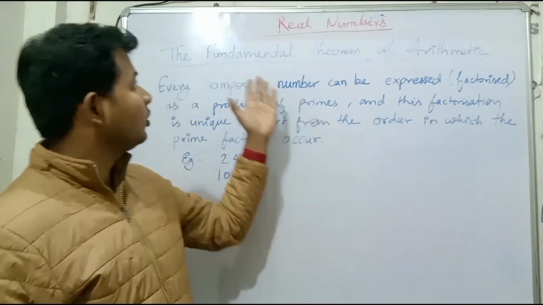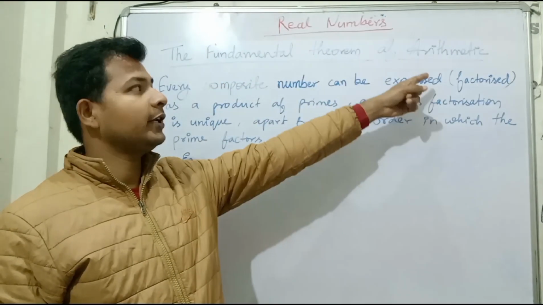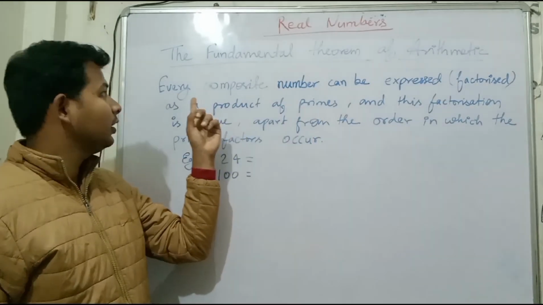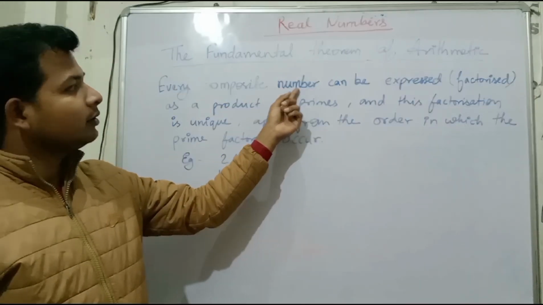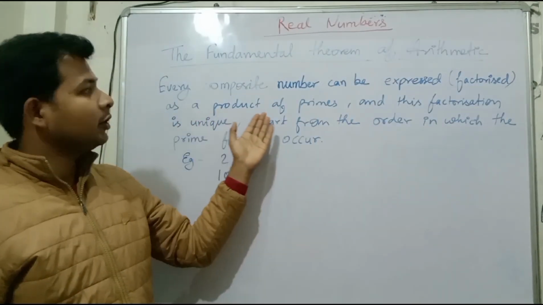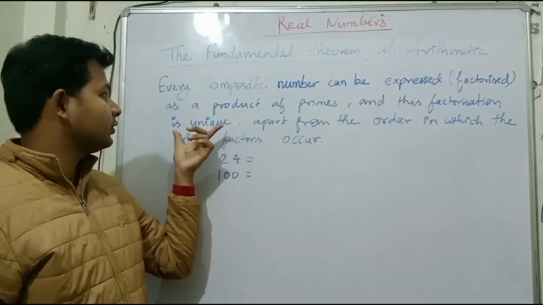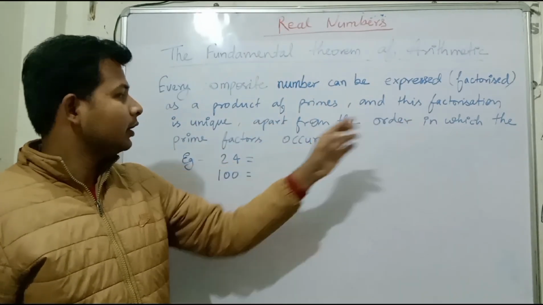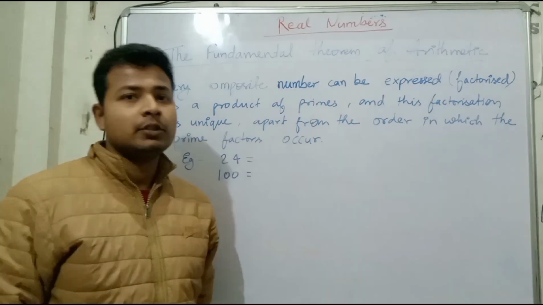Now, the most important topic is the fundamental theorem of arithmetic. What does it state? Let's first read it. Every composite number can be expressed or factorized as a product of primes, and this factorization is unique apart from the order in which the prime factors occur.